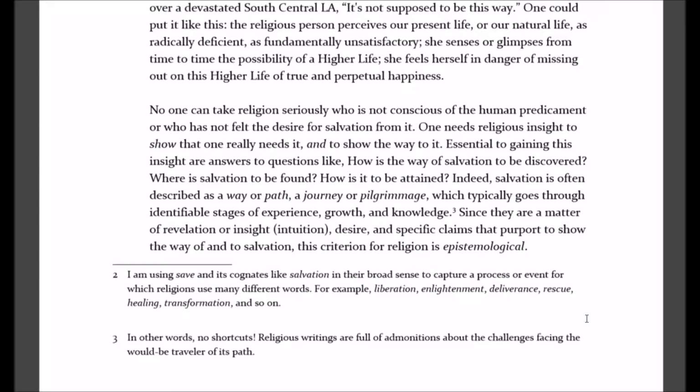And so religions talk about this in different ways. They talk about it as a path or a journey or a pilgrimage. The Tao, Taoism, the very name of the religion is "way." So in other words, it's the way to this liberation. It's the way to a higher life.